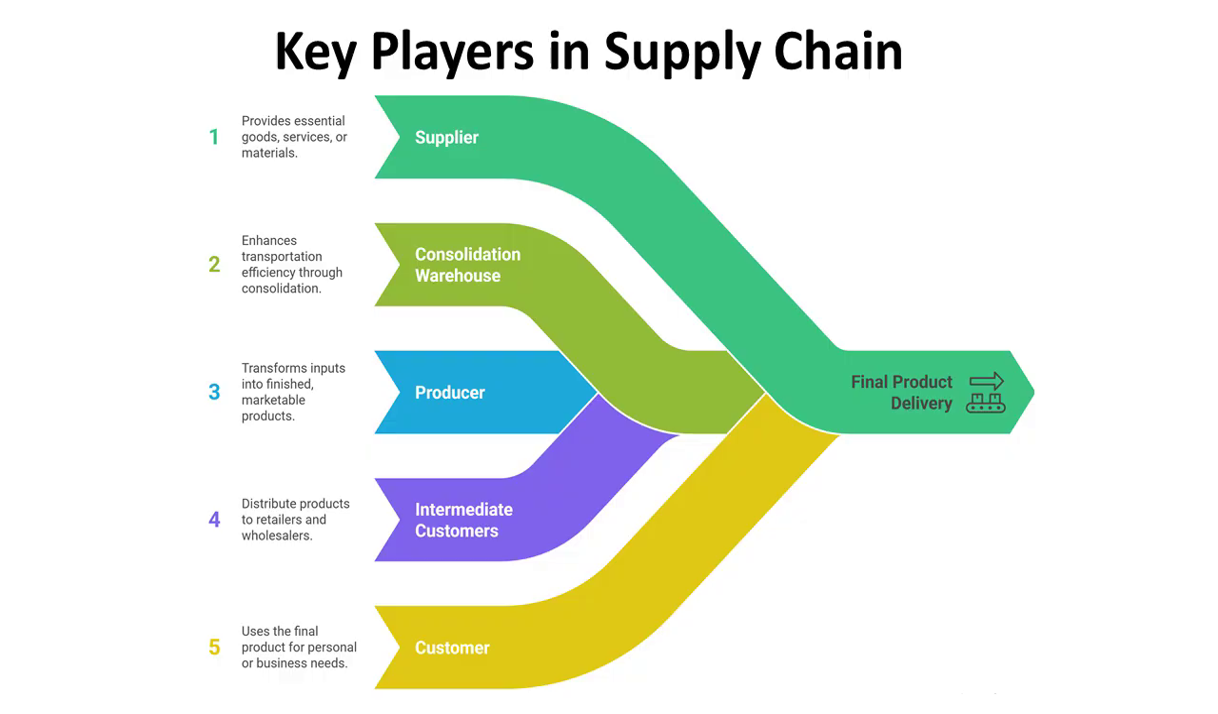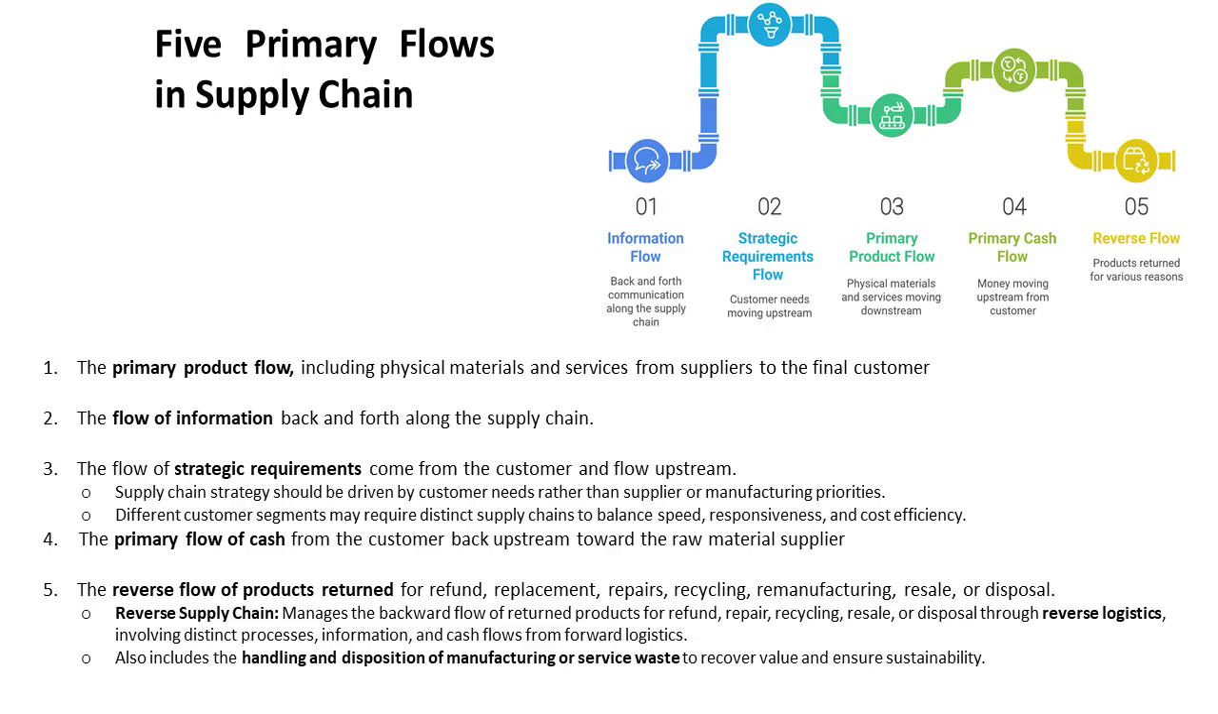Now, tying them all together are the 5 primary flows. People often just picture the trucks moving goods, right? But that's only one piece of the puzzle. Exactly. That's the primary product flow, the physical materials or services moving downstream towards the consumer. That's one. And there's also the information flow, which is critical and moves back and forth, constantly linking everyone. So those are the 2 generally moving downstream. Okay, product and info. What about upstream?